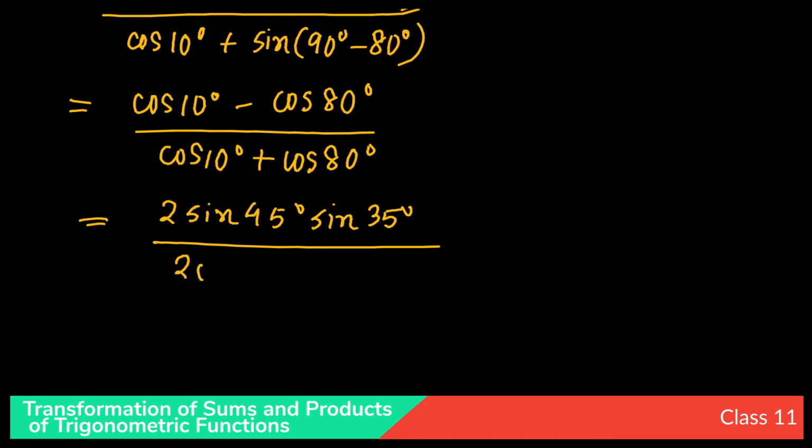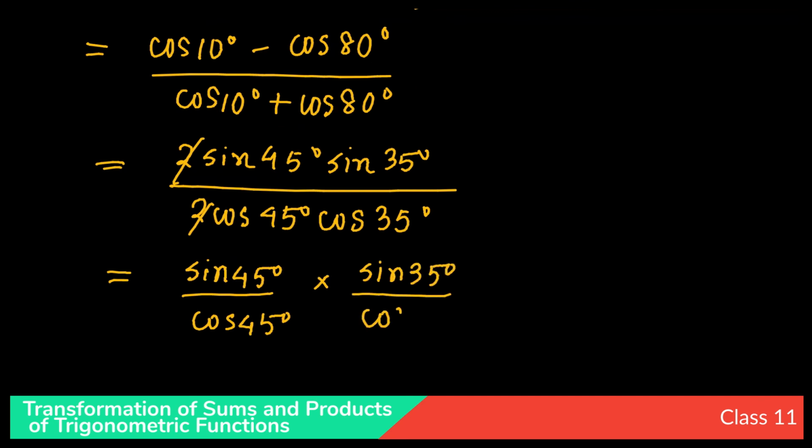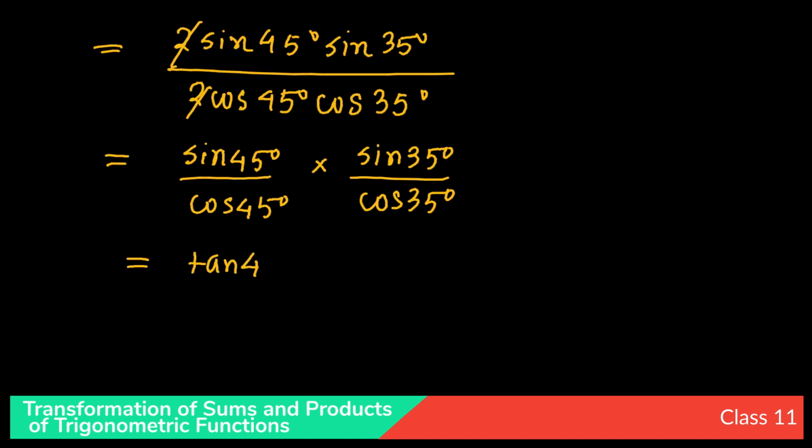So I can write 2 cos C plus D by 2 means cos 45, and cos C minus D by 2 means cos of minus 70 by 2, that means cos of minus 35. So cos of minus theta is cos theta. So I can write cos 35. Okay, so the 2 gets cancelled, it is sine 45 by cos 45 into sine 35 by cos 35. So sine 45 by cos 45 means tan 45, and it is tan 35.